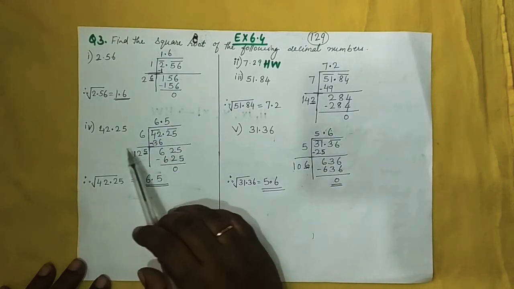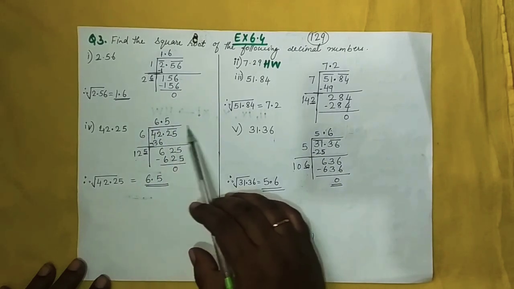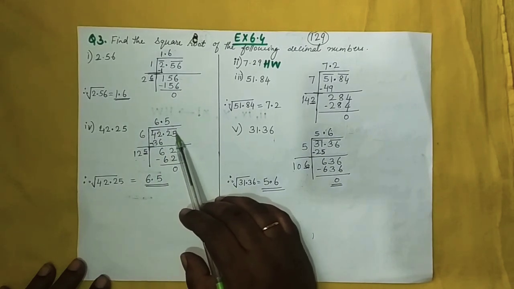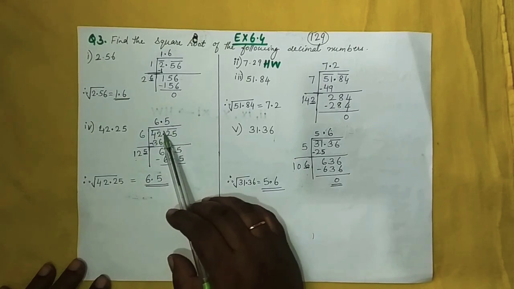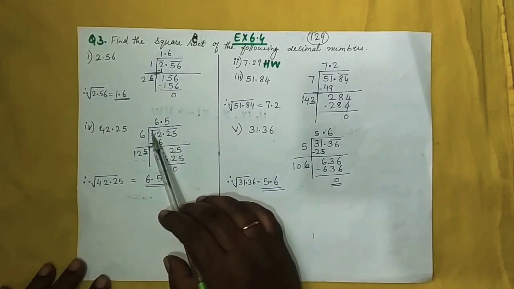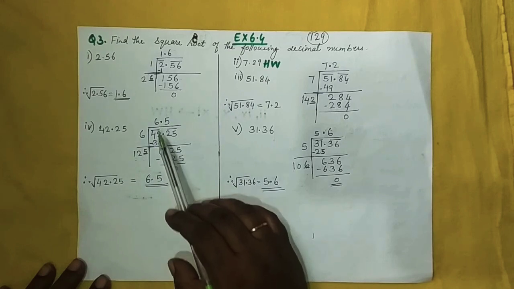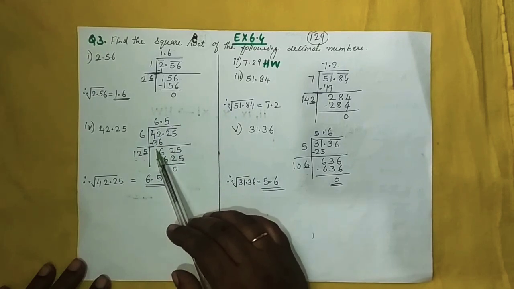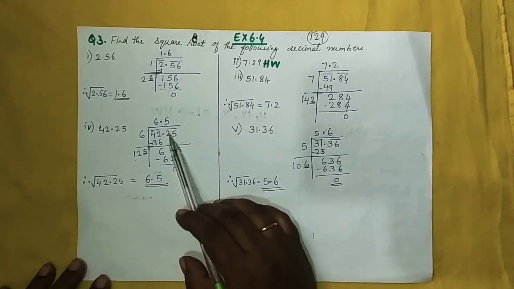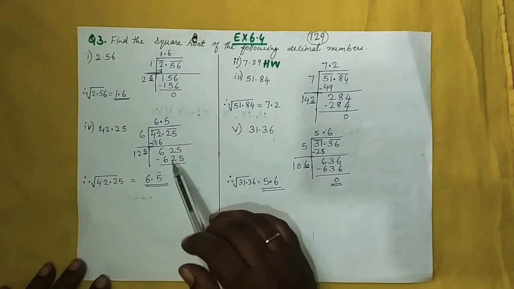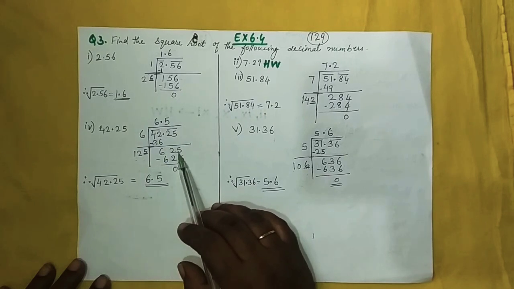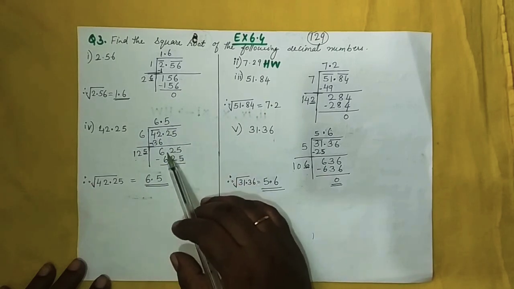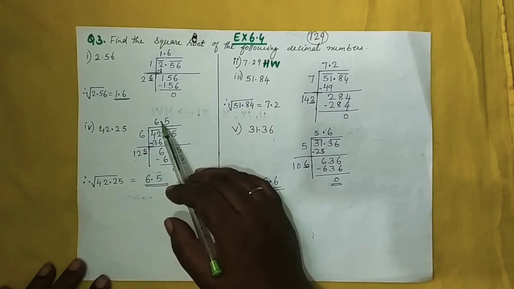Fourth question, 42.25. We are making pairs. After the decimal, 2 digits are there, so 25. And before the decimal, 2 digits are there, so 42. 6, 6 are 36. Now 42 minus 36 is 6. And we are considering after the decimal one pair, so the number obtained is 625. Okay, decimal part we started, so we put a decimal in the quotient.